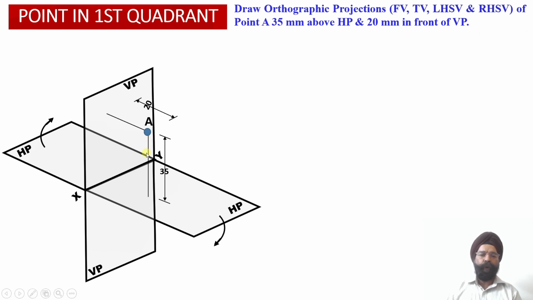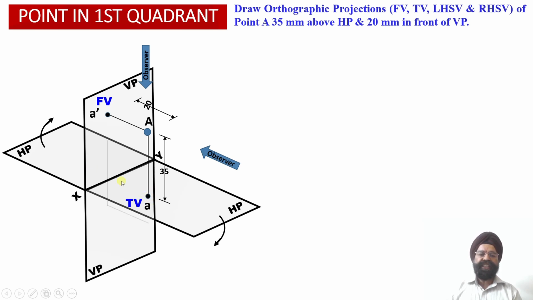So here we have obtained a point A lying at a distance of 35 millimeter above HP and 20 millimeter in front of VP. As the observer is going to look at this point from the front, we are going to obtain the front view projection of this point A as A dash onto the vertical plane at a distance of 35 millimeter above the horizontal plane. When the observer is going to look at this point from the top, the top view projection of this point A will be obtained onto the horizontal plane at a distance of 20 millimeter from the vertical plane.